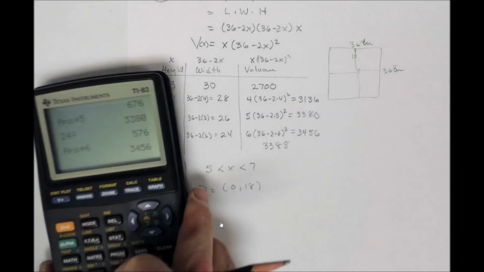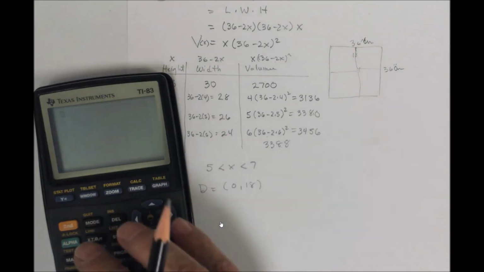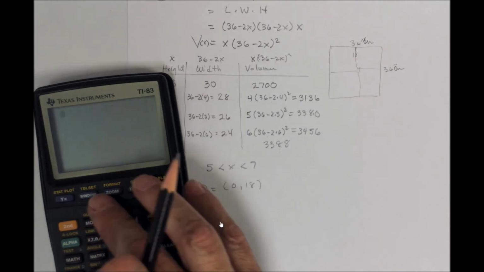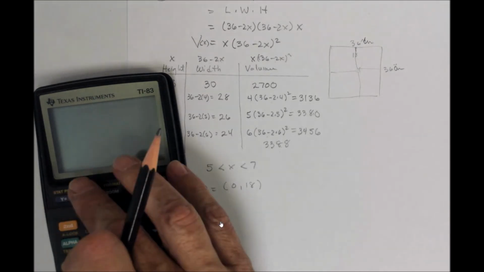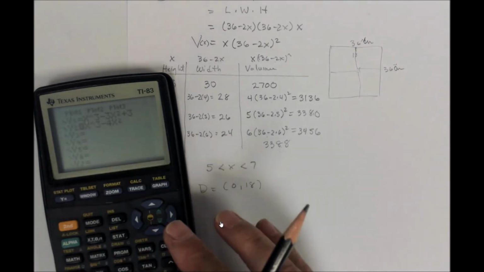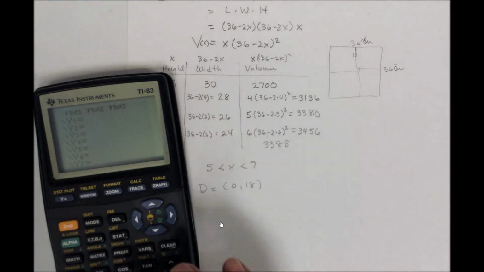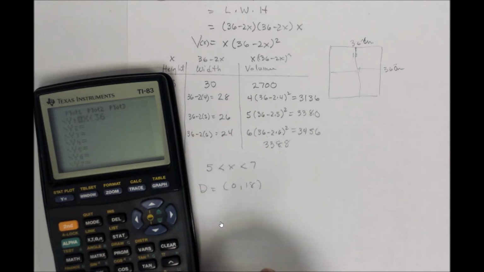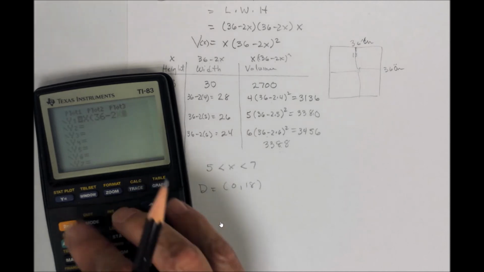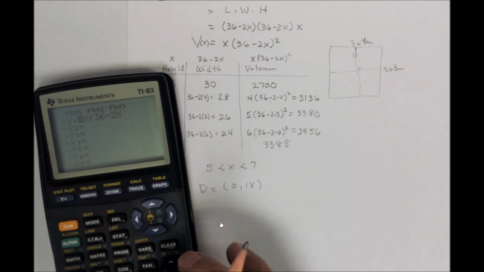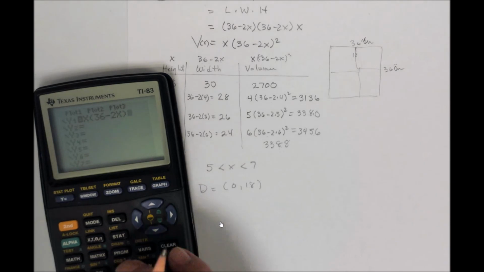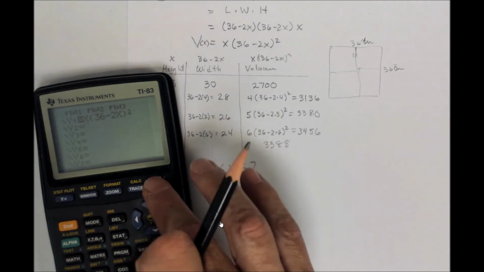Then it says use the graphing utility to graph V. Okay, now that was the one I think I had put on here. Maybe I didn't. We'll find out here in a second. I think maybe I did not. Let's see. Y equals. No, we're going to have to clear that out. Clear that one out. Let's go back. Let's graph X times the quantity 36 minus 2X, quantity raised to the second power. And let's see what the graph looks like.